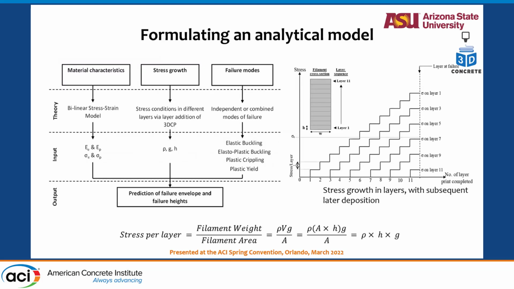Three things you have to look at if you have to formulate an analytical model are the material characteristics, the stress growth, and the failure modes. You've seen buckling failure, yielding, etc. For material characteristics, we are looking at a bilinear stress strain model, and I'll tell you why bilinear. We are looking at stress growth in different layers, and then independent or combined modes of failure: elastic buckling, elastoplastic buckling, plastic crippling, and plastic yield. These four are based on several different printing tests that we've done, identifying the likely failure modes.